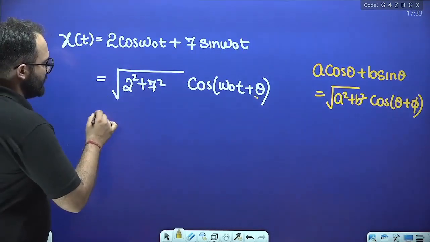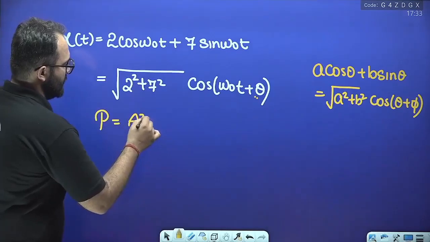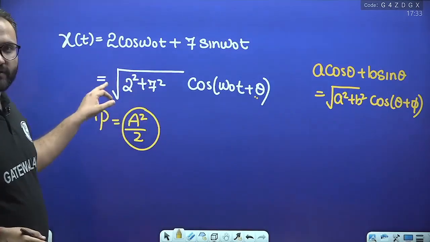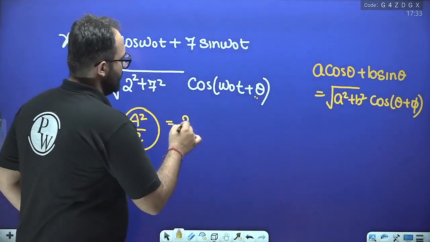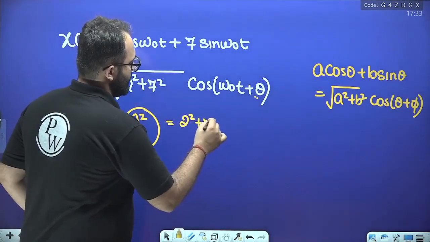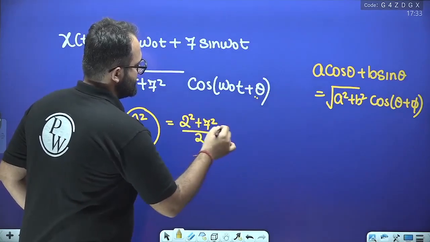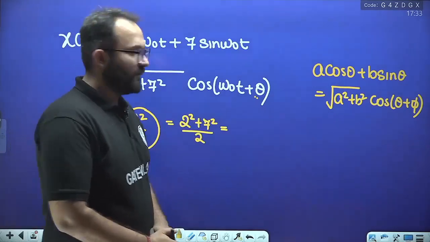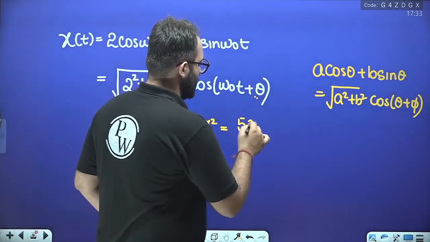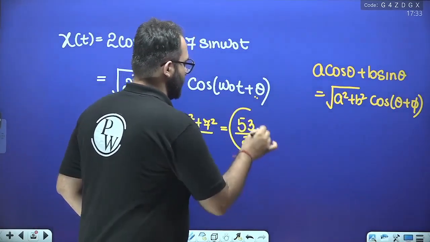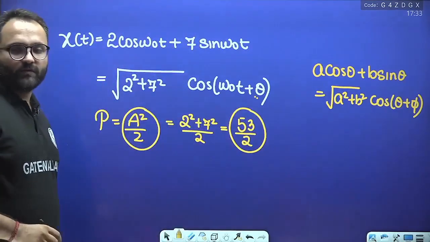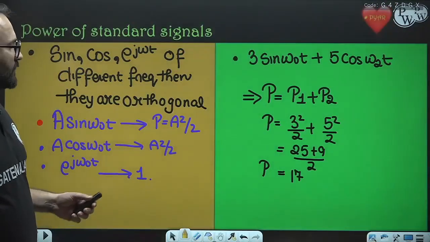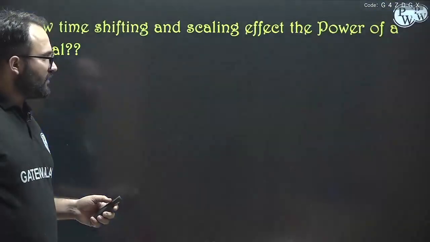So the power of this signal will be A square by 2, and what is A? A is equal to under root of this. So 7 square will be 49, 49 plus 4, 53, by 2. This is the answer. This is the power. Okay, so this is how we can solve it. I hope all of you are able to do it. There is no problem in these questions. We can easily solve it.